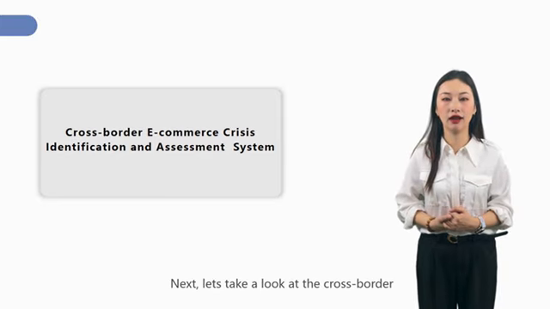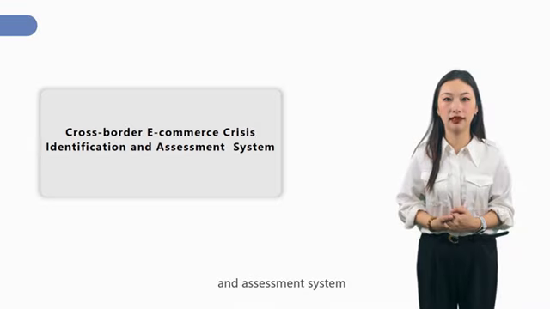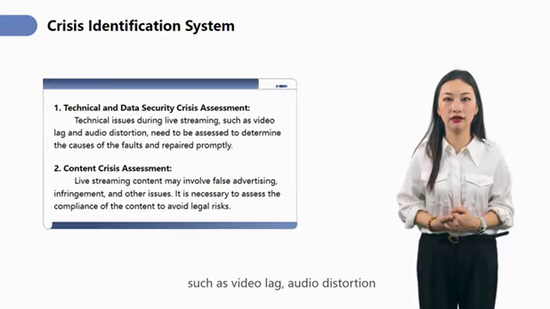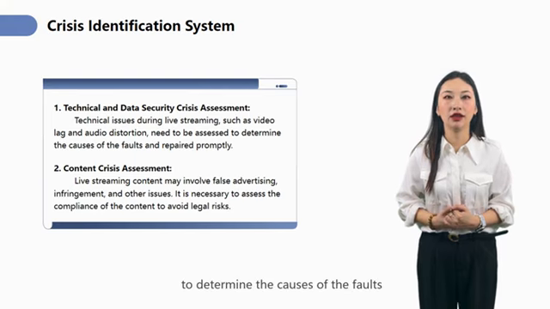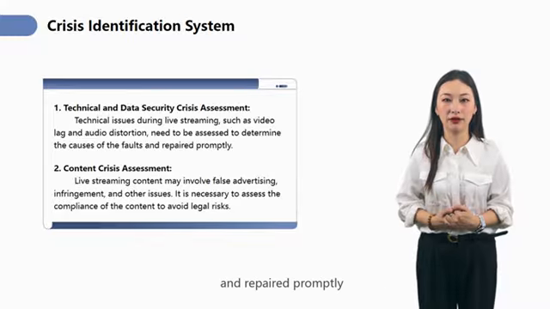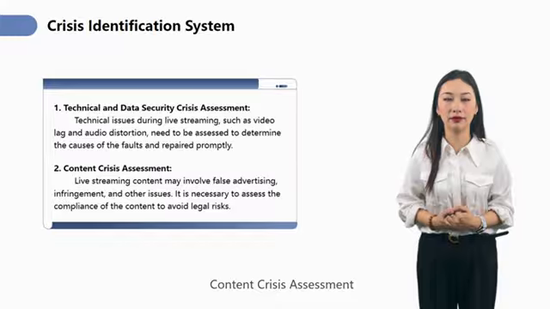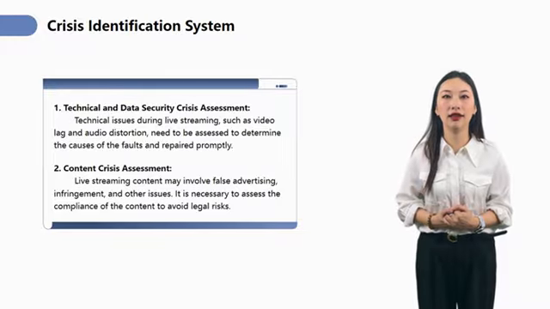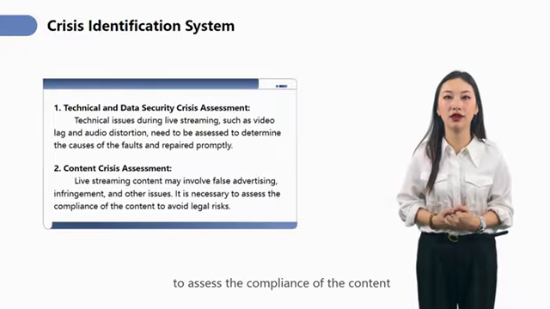Next, let's take a look at the cross-border e-commerce crisis identification and assessment system. Technical and data security crisis assessment. It mainly involves technical issues during live streaming, such as video lag, audio distortion, and data security problems that need to be assessed to determine the causes of the faults and repaired promptly. Content crisis assessment. Live streaming content may involve violation of platform rules, false advertising, infringement, cultural difference risks, and other issues. It is necessary to assess the compliance of the content.